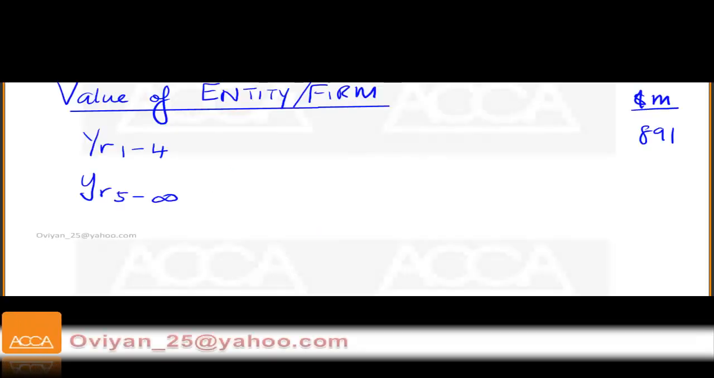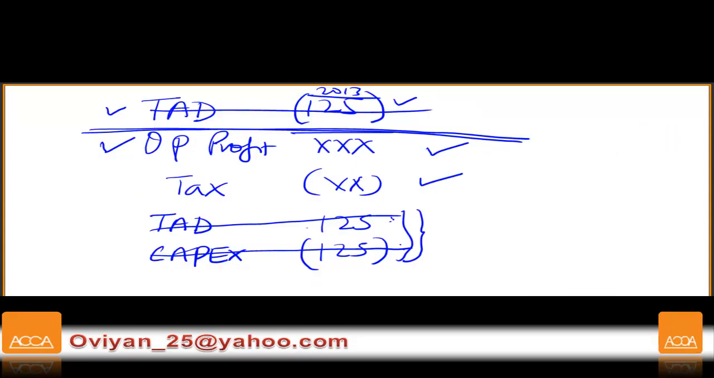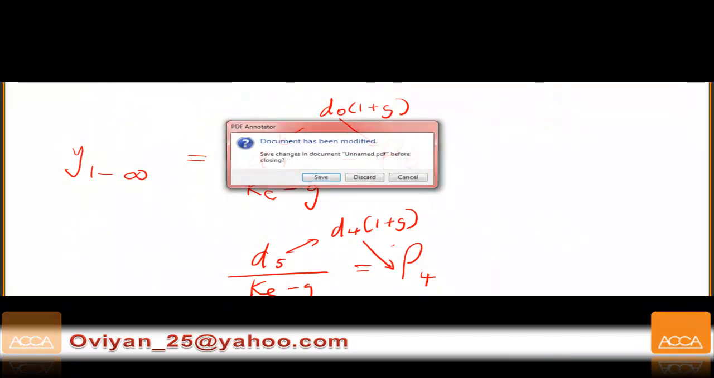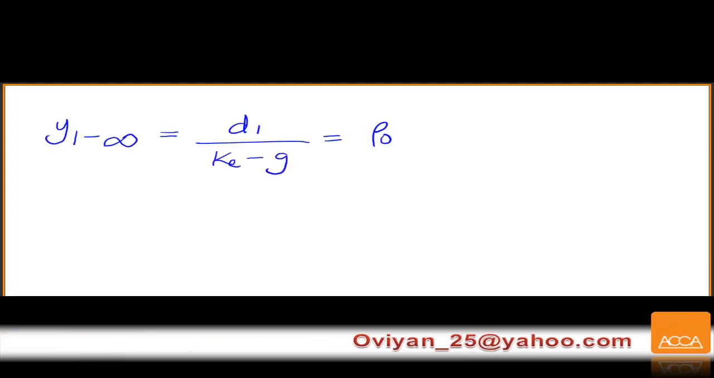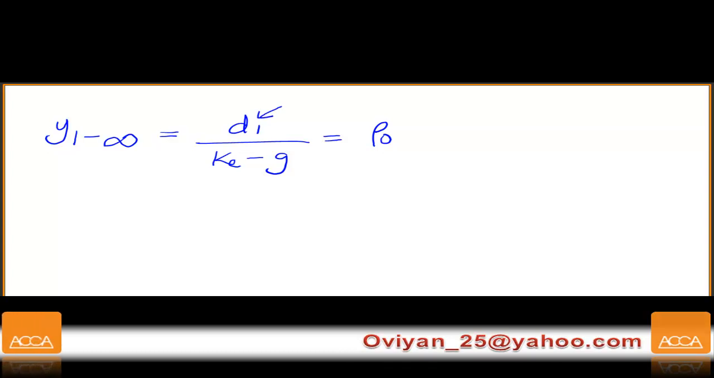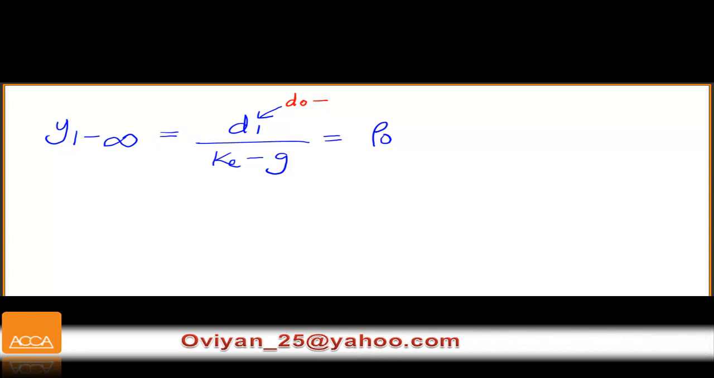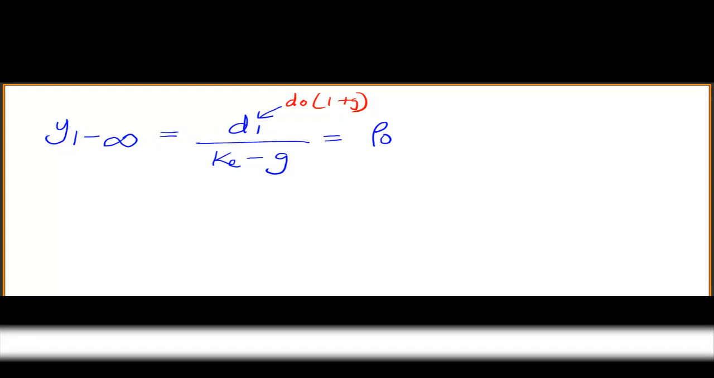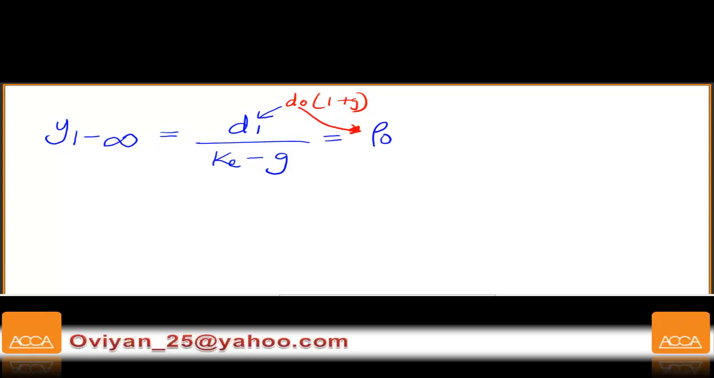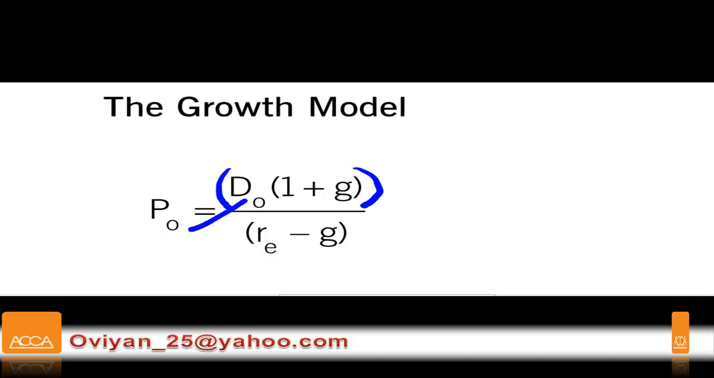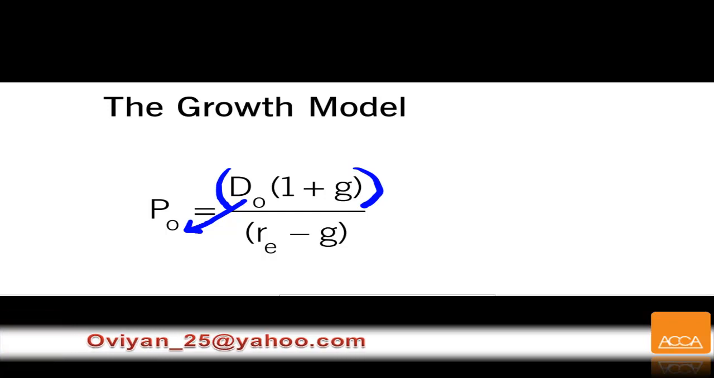Coming back here, where's my page? Okay, it's here. Okay, this one. We have D1 over KE minus G. Now this D1 is actually D0 times 1 plus G. So if you have the D1 value, D0 gives you the value of your price at P0. So if you are finding P0, you're using your given D0, and that will be the P0 price.